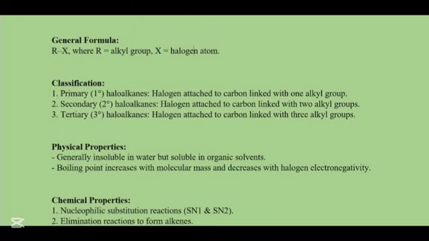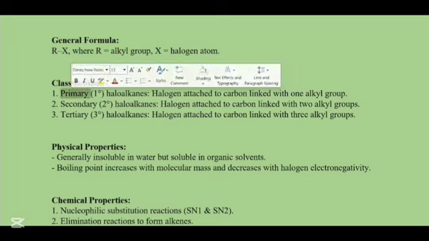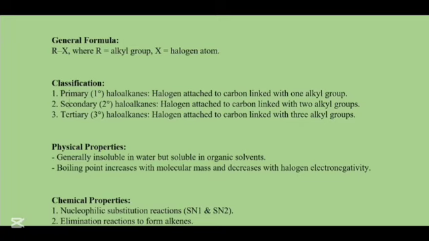So the classification: we have three types of haloalkanes. First is primary, the second is secondary, and the third is tertiary. In the primary haloalkanes, the halogen is attached with one alkyl group. In the secondary, the halogen is attached to two alkyl groups. And in the tertiary, we have the halogen attached with three alkyl groups.